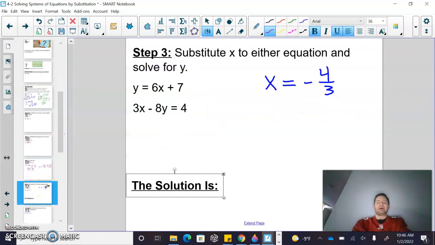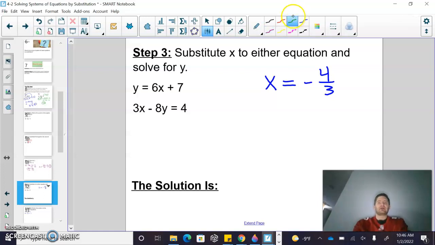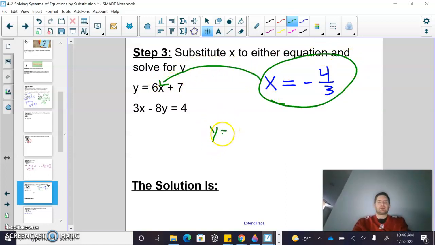Now, once we have x, we're going to substitute x into either equation and solve for y. It would probably be quickest to substitute into the first one. y is equal to 6, and then we're going to substitute negative 4/3 for x and add 7.